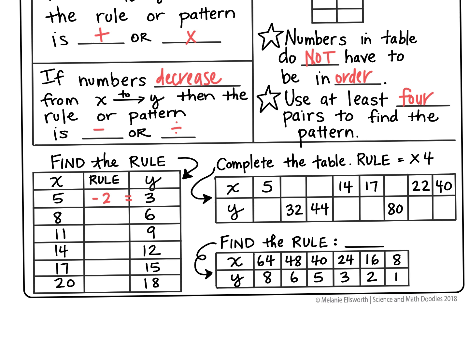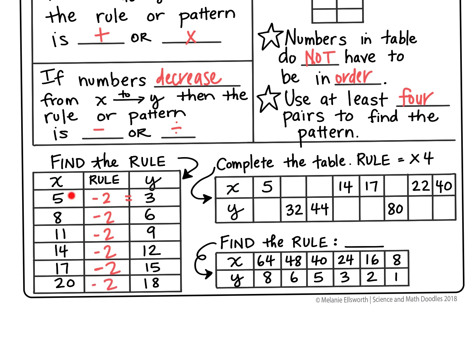See, this is my invisible column here. We typically don't show this in a table, but there is something magical happening there. It's math. Magical math is happening. To get from 8 to 6, I'm subtracting 2. 11 minus 2 is 9. 14 minus 2 is 12. 17 minus 2 is 15. And 20 minus 2 is 18.